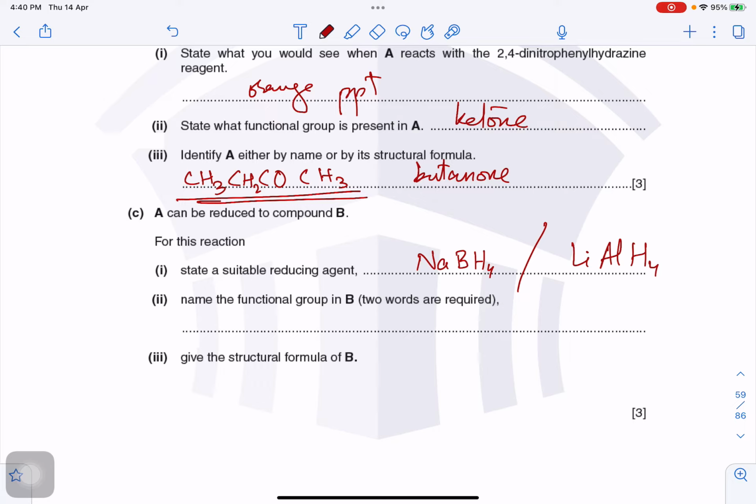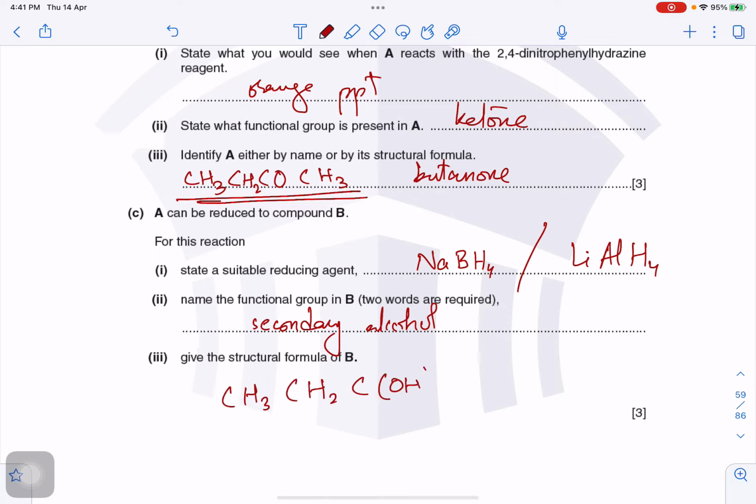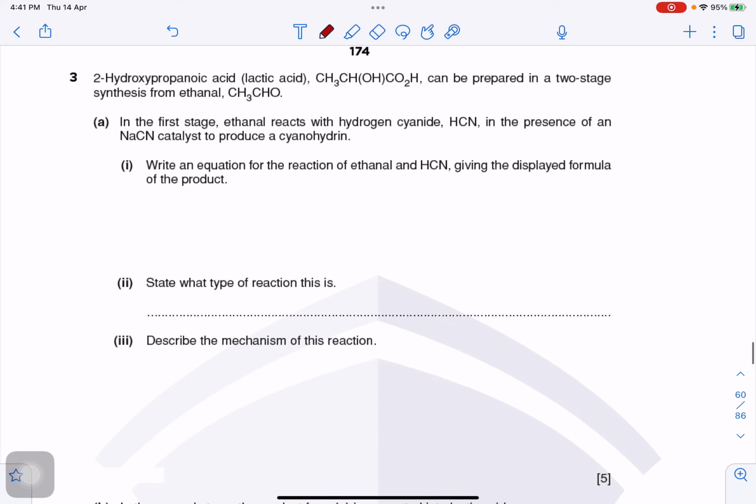But they will both reduce it to a secondary alcohol. And when that happens, it's going to become CH3CH2CH(OH)CH3. Okay, so that's the structural formula. Okay, next question. 2-hydroxypropanoic acid can be prepared in a two-stage synthesis from ethanol.